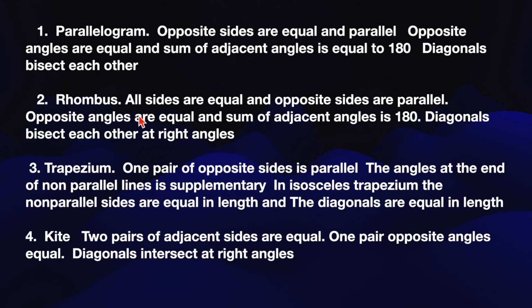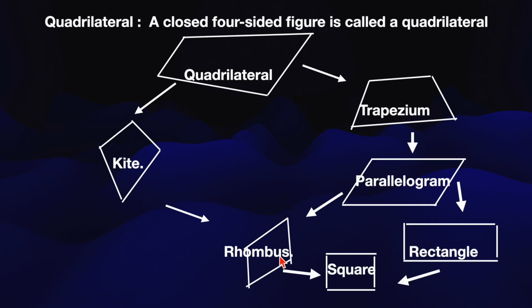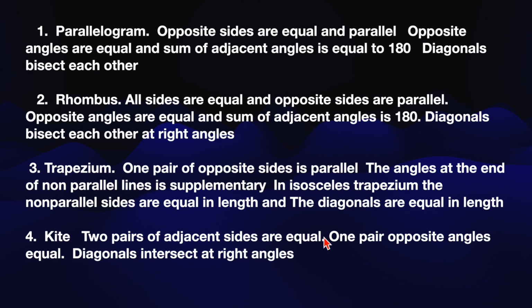In rhombus, all sides are equal and opposite sides are parallel. Opposite angles are equal and sum of adjacent angles is 180. Diagonals bisect each other at right angles. So here is a rhombus. All sides will be equal. Important thing here is that the diagonals will bisect each other at 90 degree.